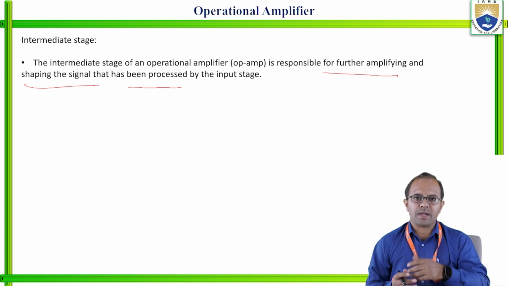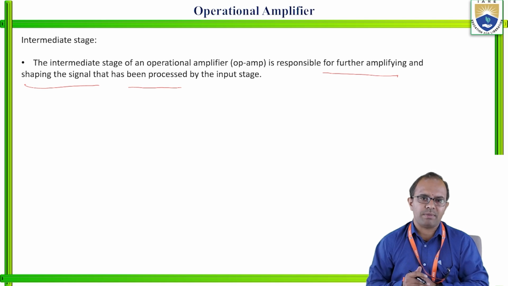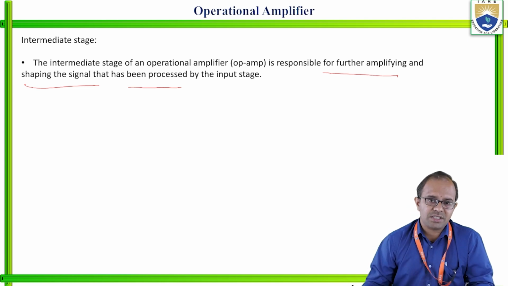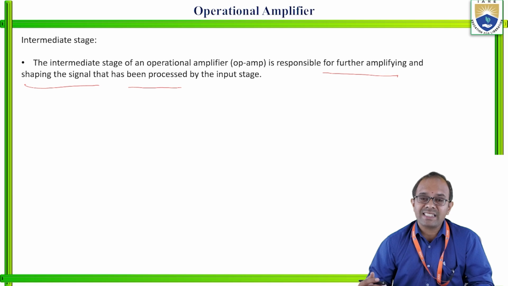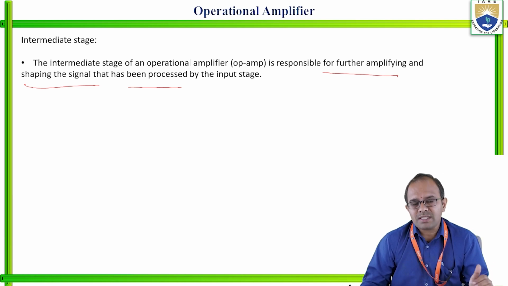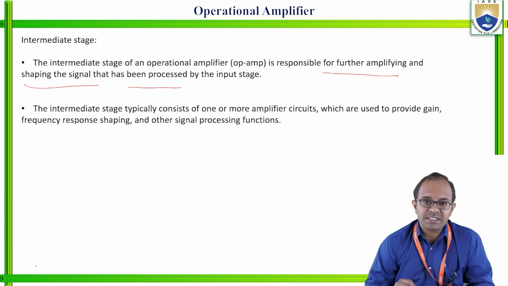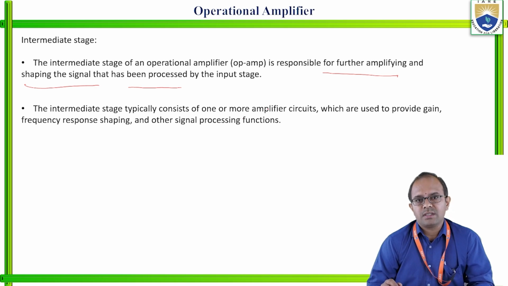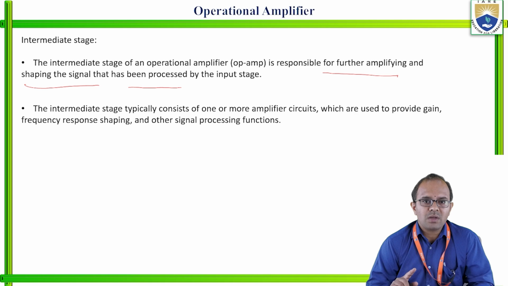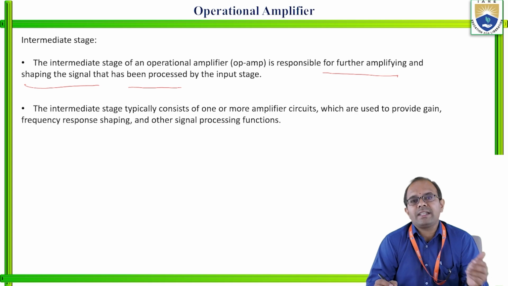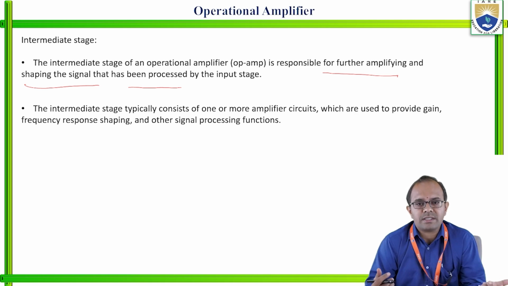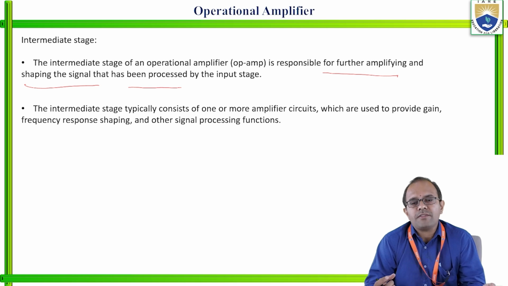What signal are we going to amplify? The difference signal. In the intermediate stage, we are going to amplify the difference signal further, which is processed by the input stage, right? The intermediate stage is typically one or more amplifier circuits. It is not necessarily only one circuit, because it depends on the amplification factor, how much signal you want to amplify.